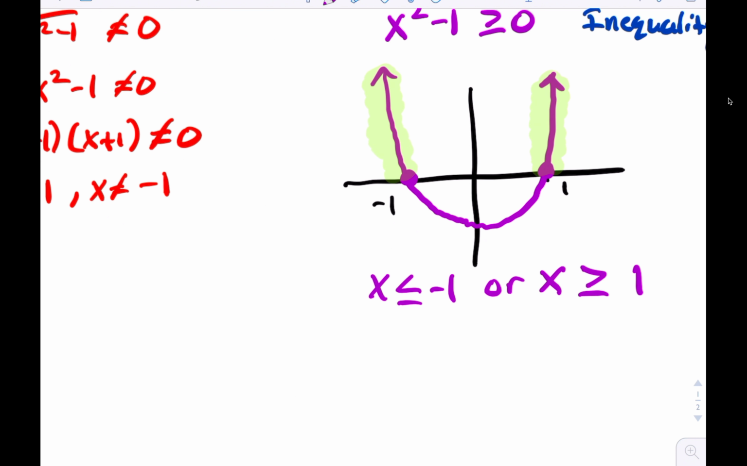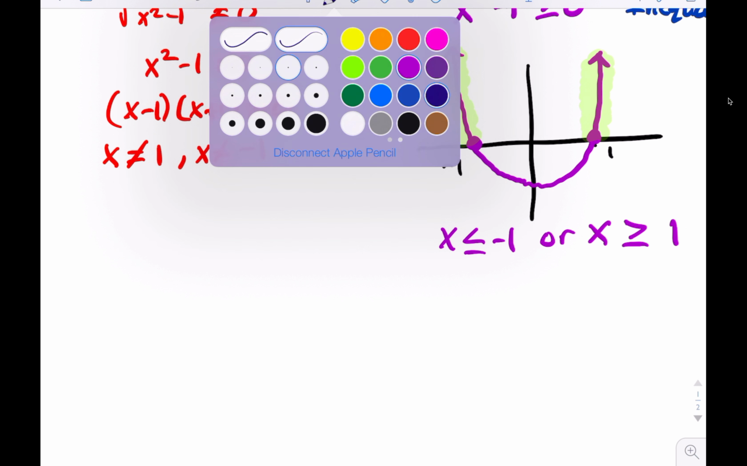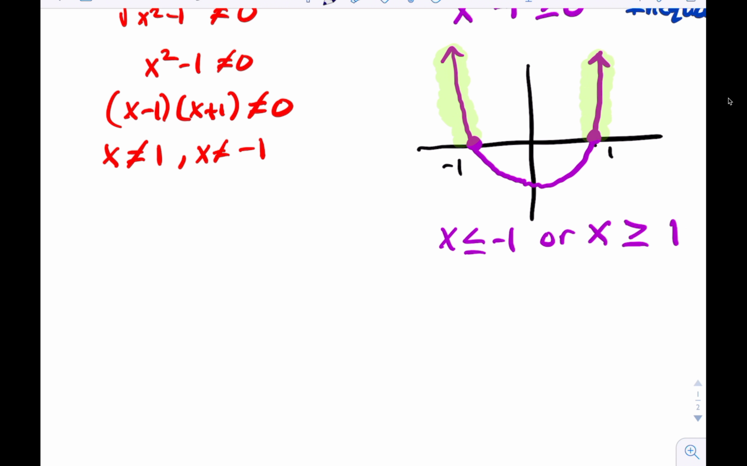So what we have to do now is put our two answers together, our two domain sets together. This is saying that I'm allowed to use less than or equal to negative 1, greater than or equal to 1. But over here, this is saying that I can't use 1 or negative 1, because then I would get a 0 in the denominator. So putting the two together is going to help me eliminate the equal to signs in my inequality. So x has to be less than negative 1 or greater than 1.